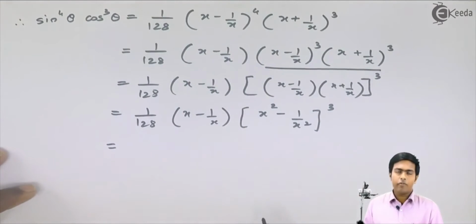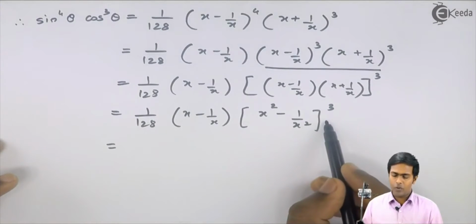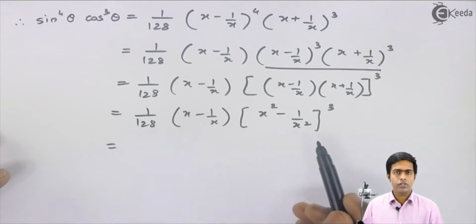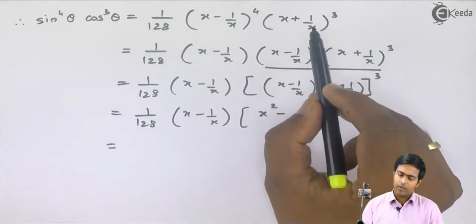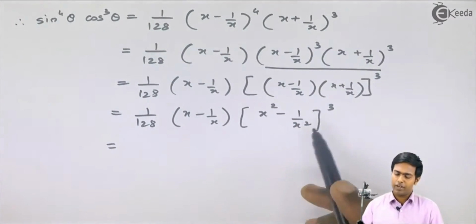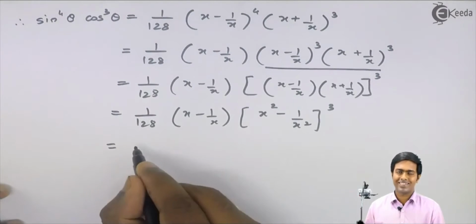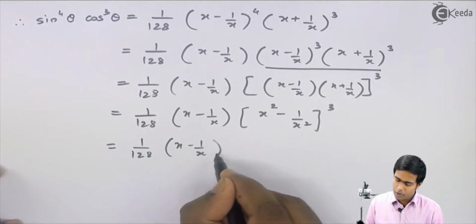Now it has become very simple. Here we will expand this. We will get 4 terms by the binomial theorem. Here we have 2 terms, so 4 terms into 2 terms we will get 8 terms. It means here we were getting 20 terms and we have reduced it to 8 terms, so that you will get the answer in fewer steps. So let's solve it. It will become 1 upon 128 times (x minus 1 upon x).